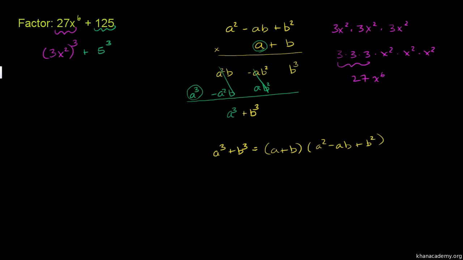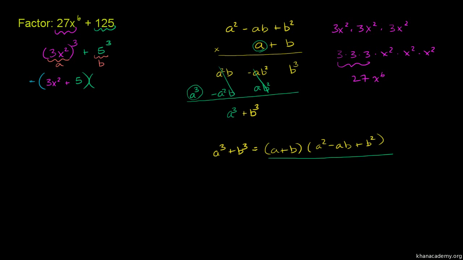So now we know that we have this pattern. We have the sum of cubes. So just by using this pattern right over here, that means that we can factor this as equal to 3x squared. That's our a. Let me make it clear. This right here is our a. This right here is our b. So it's going to be a plus b. So it's going to be 3x squared plus 5, times a squared.